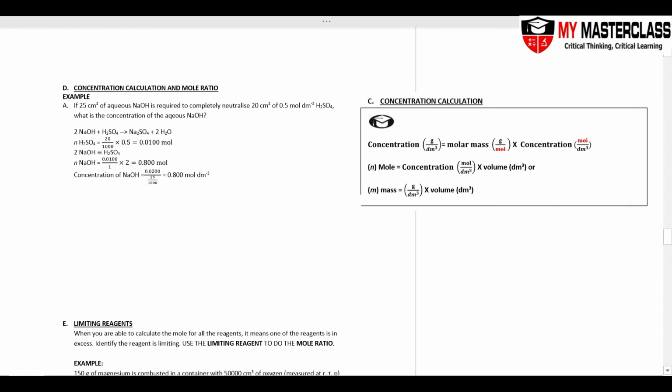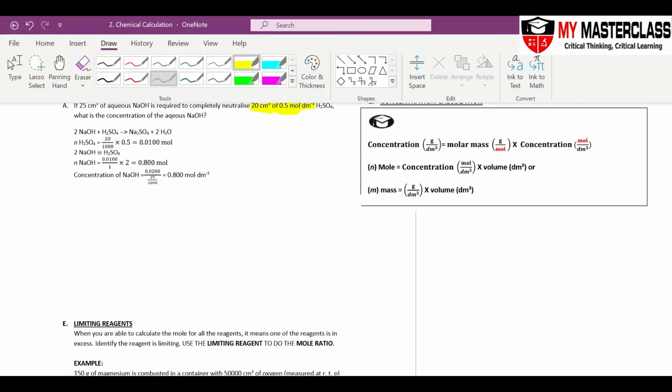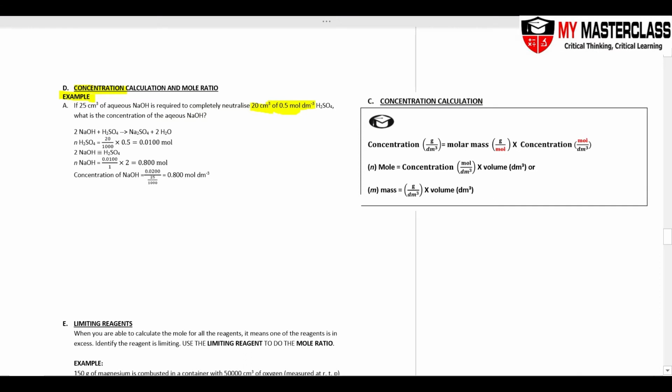Most of the mole concept calculations will involve concentration. This is a very typical example of what the calculation will look like. If I have 25 cm³ NaOH that requires complete neutralization of 20 cm³ of 0.5 mol per dm³ sulfuric acid, what is the concentration? The question is asking me for the NaOH concentration.